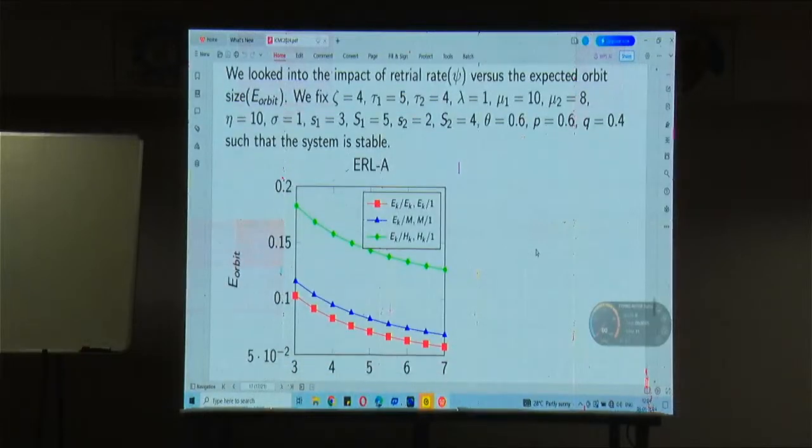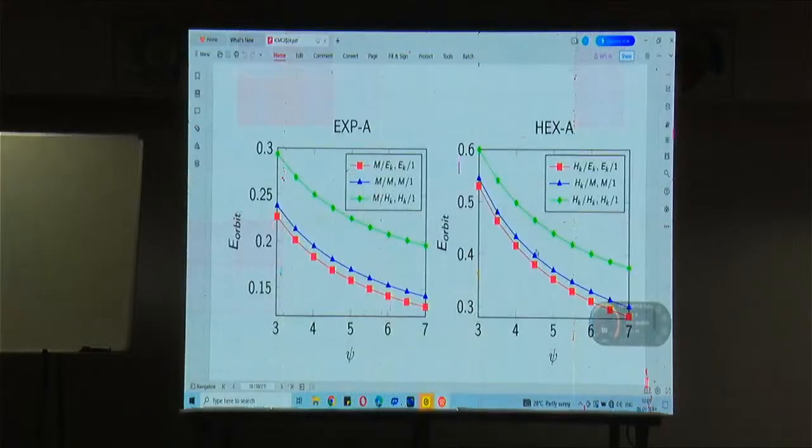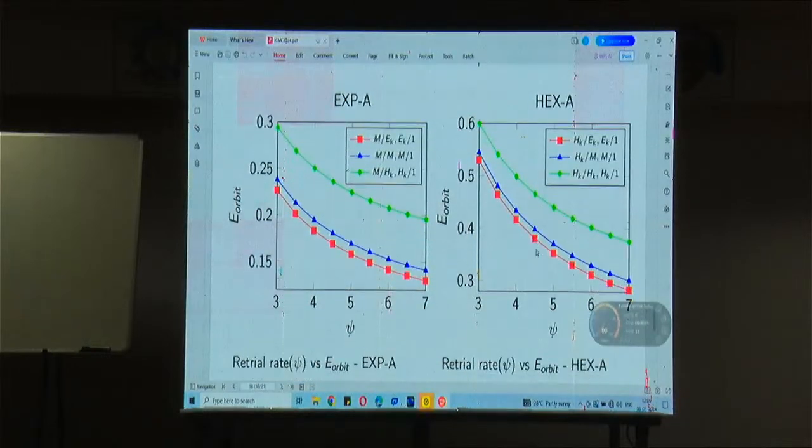We looked at the impact of the retrial rate versus the expected orbit size. When we increase the retrial rate, the expected orbit size is decreasing. In Erlang arrival, it is decreasing slowly compared to other arrivals. In hyper-exponential arrival, it is decreasing rapidly, and Erlang arrivals decrease slowly.